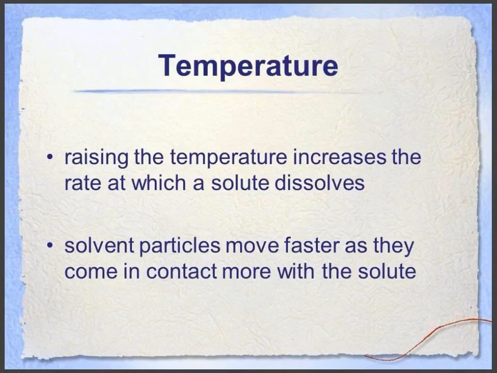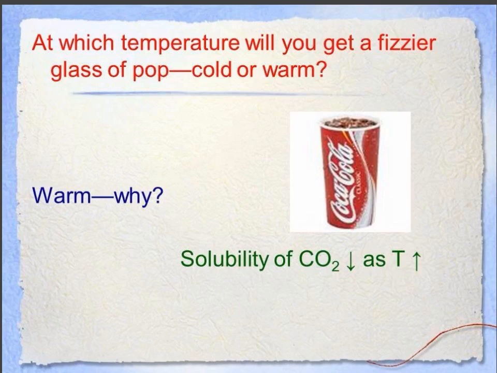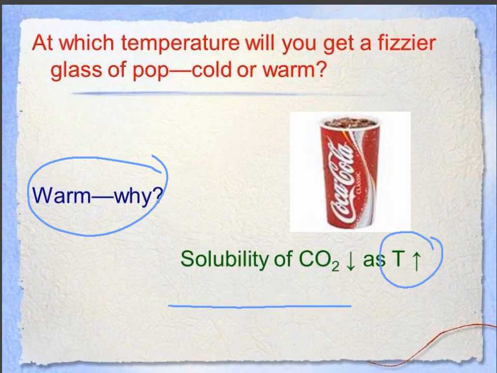So again, we go back to temperature. Raising the temperature increases the rate at which the solute is dissolved. Solvent particles move faster as they come in contact with more solutes. At which temperature will you get a fizzier glass of pop, cold or warm? The correct answer is warm. Why? Because when temperature increases, the solubility of carbon dioxide decreases.